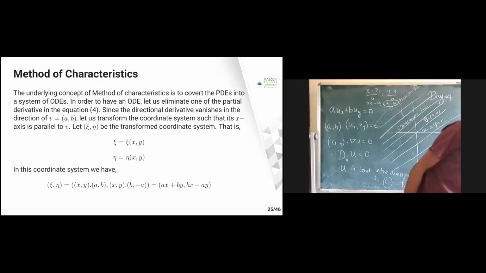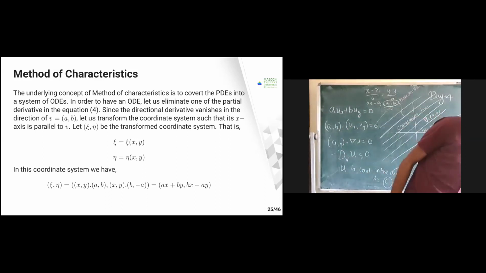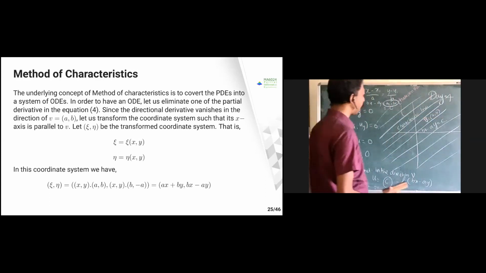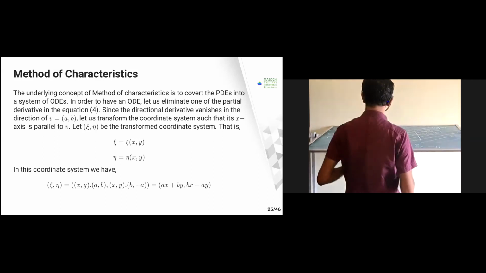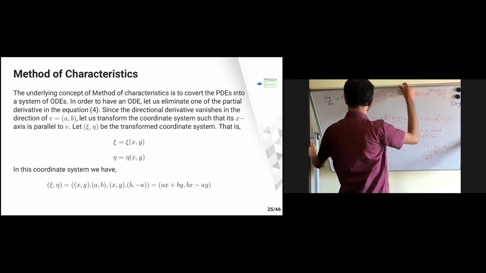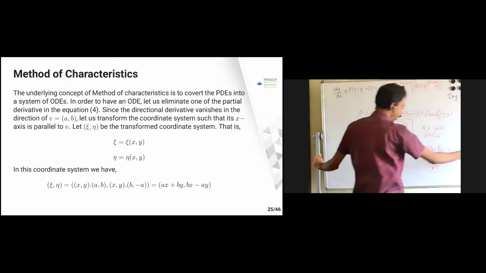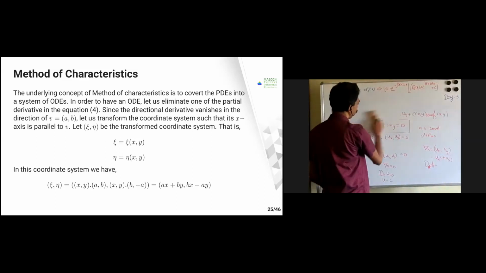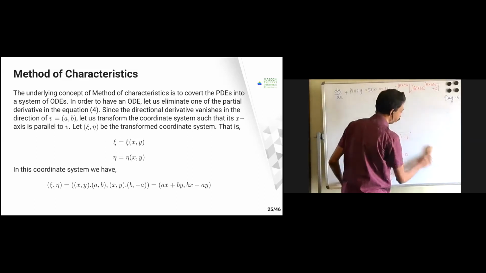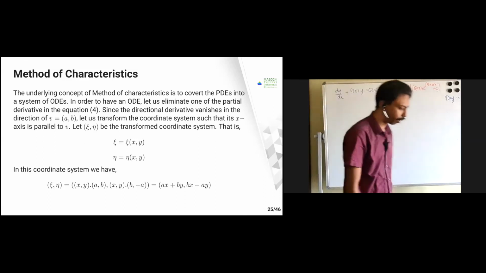Now we are going to extend the same idea for converting to a form called the canonical form. In the canonical form, what we are trying to do is transform the equation from one coordinate system to another. This is the basic idea which we are going to work out for almost all the remaining problems in the first order linear PDE.